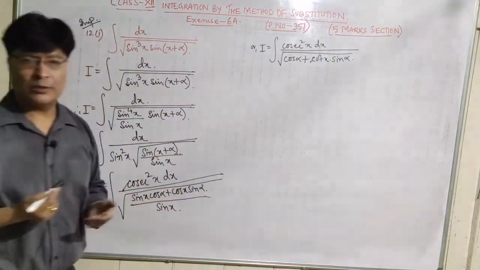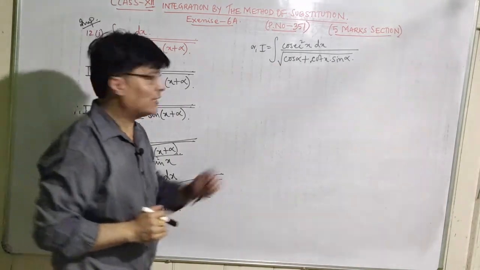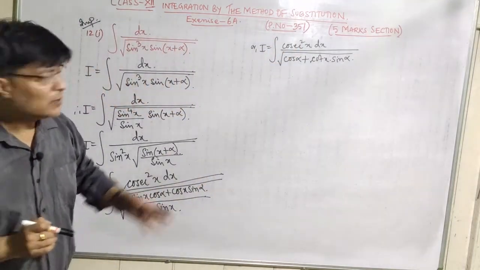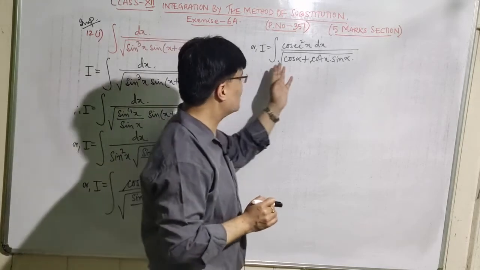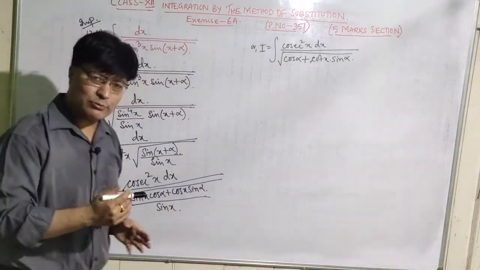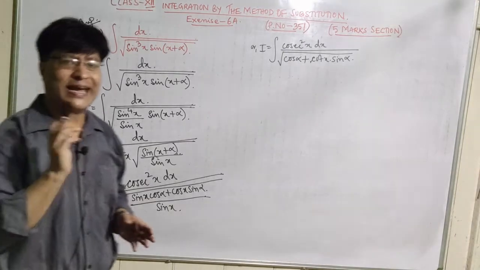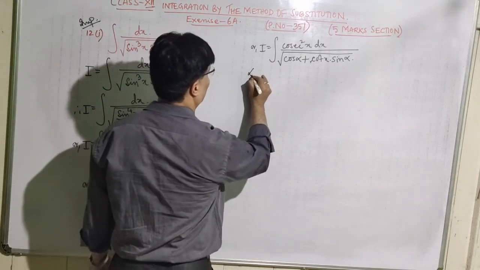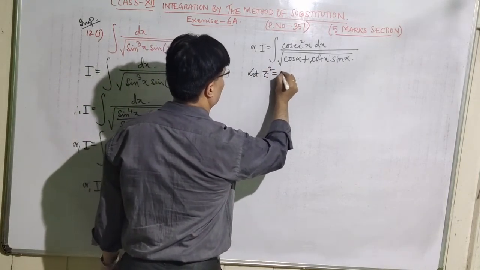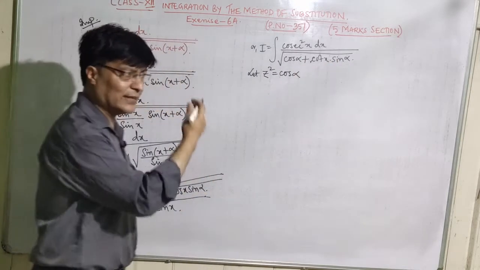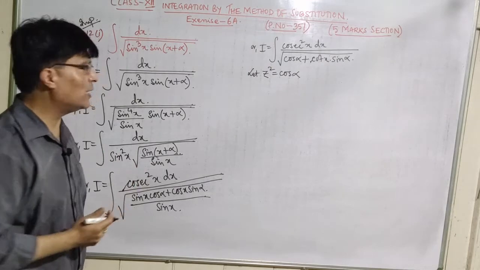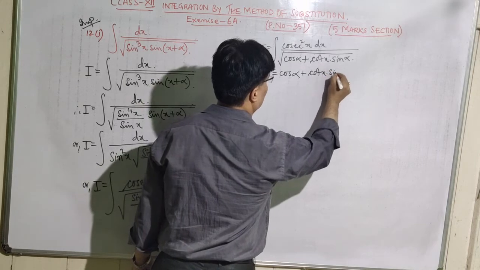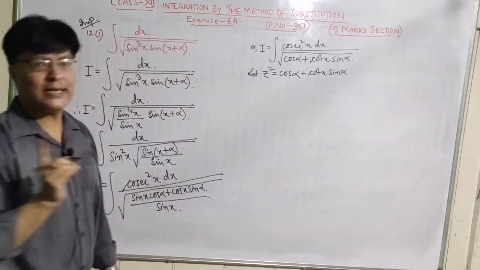The sin alpha constant can be adjusted as needed. That is, the differentiation of this denominator will be the numerator. But since I already told you that whenever the square root is in the denominator, you have to assume the expression within the square root as z square. I already told you that, isn't it? So let us assume here, let z square be equal to, because it is under the root and that is also in the denominator, cos alpha plus cot x into sin alpha. Is that clear to all of you?